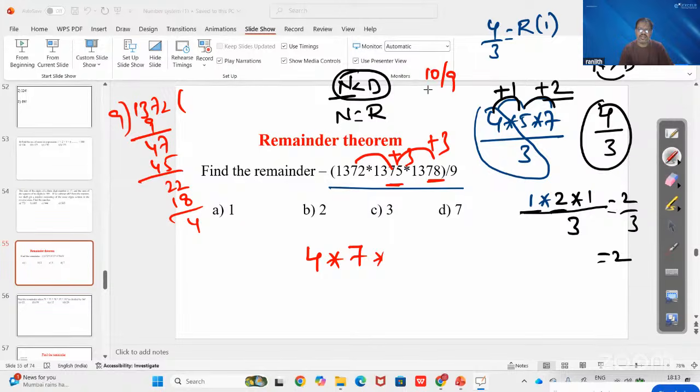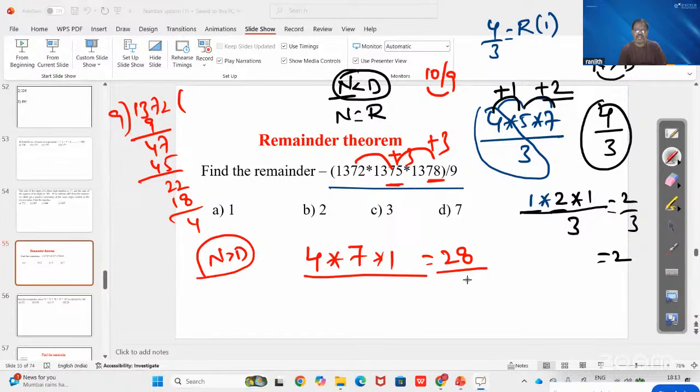We need to divide. 10 by 9 will be equal to 1. By the multiplication of 4 into 7 into 1, here we are getting 28. Again 28 is more than denominator. If numerator is more than denominator, again we need to divide. 28 divided by 9, remainder will be equal to 1. So that is 9 threes are 27. Remainder will be equal to 1. Answer is 1.